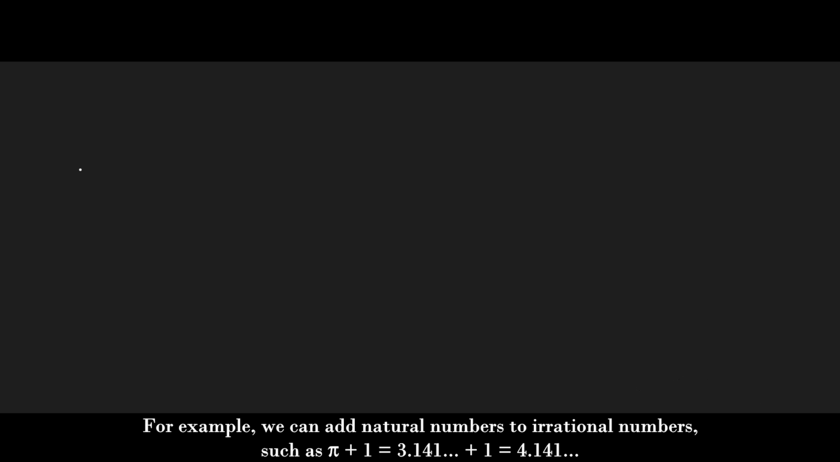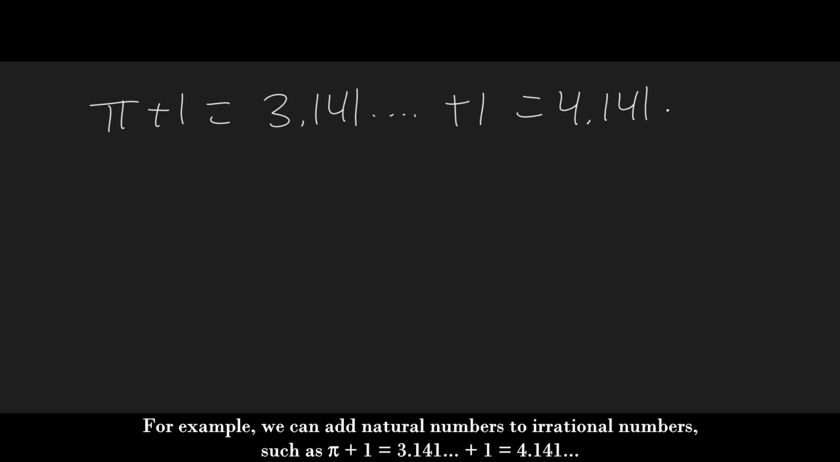Last lesson, we introduced the complex number. We learned that a complex number is made of two parts, or two terms, the real part and the imaginary part. Up until now, we've worked with numbers that are members of different subsets, but can still have operations done on them. For example, we can add natural numbers to irrational numbers, such as pi plus 1, which equals 3.141 and so on, plus 1, which equals 4.141 and so on.